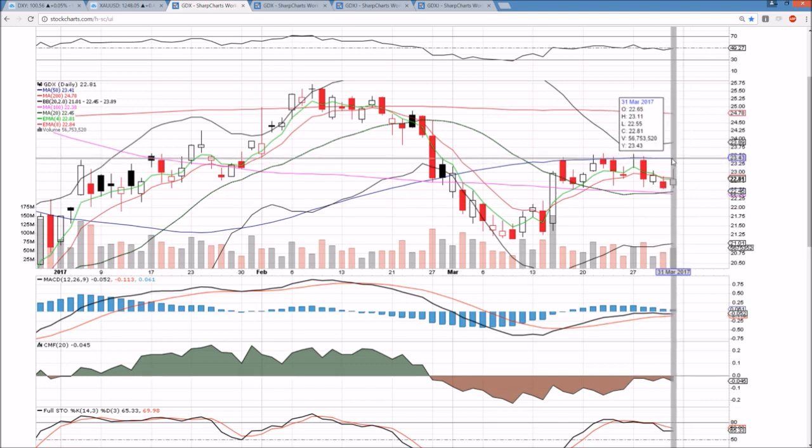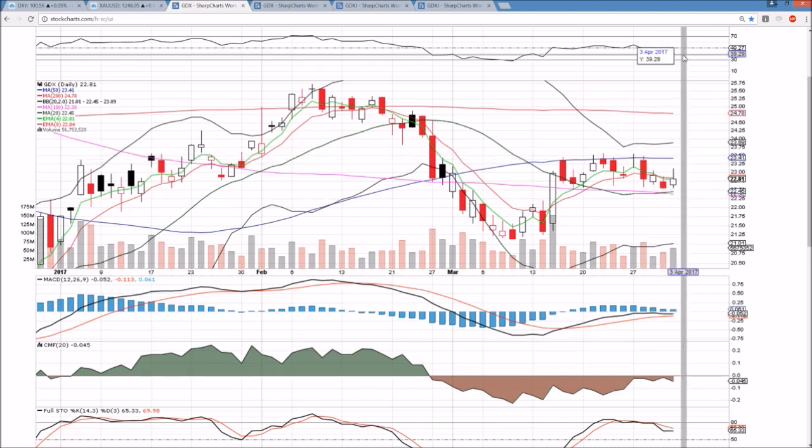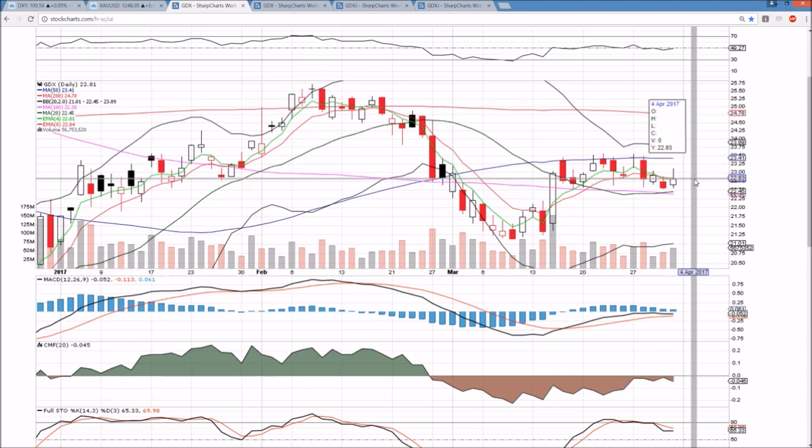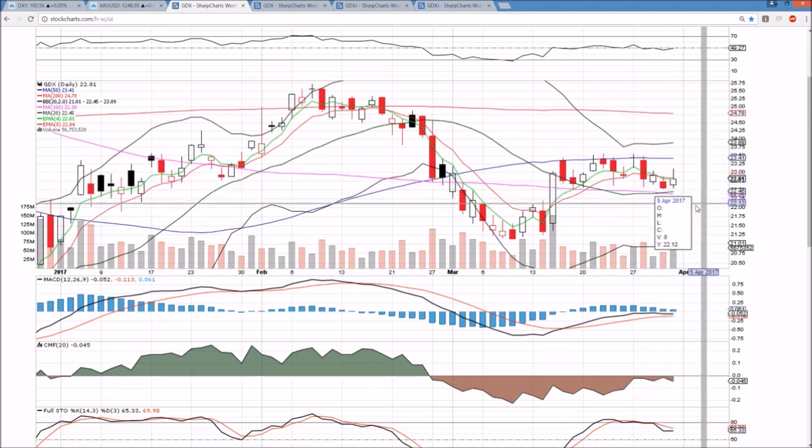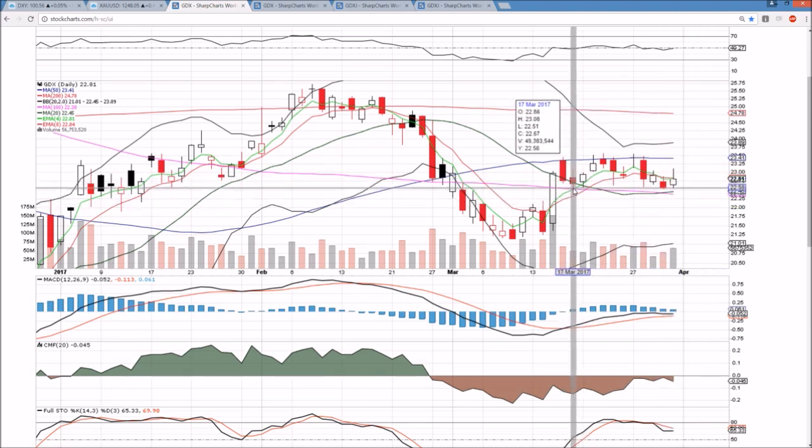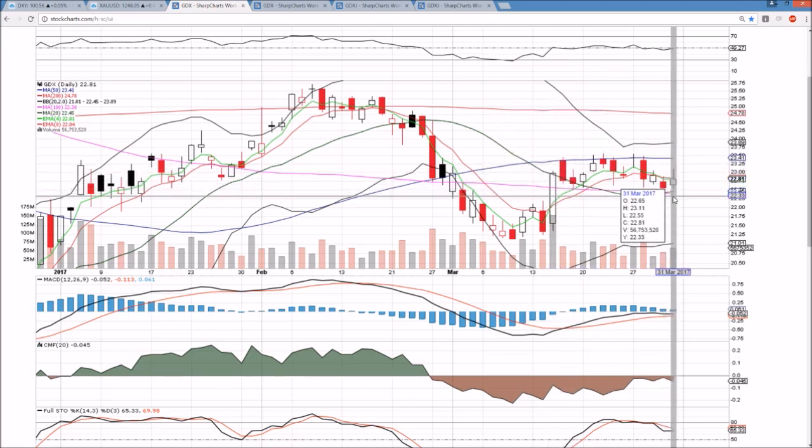So we know when we close over that 50-day moving average, the bulls will have some decent momentum heading in their favor to the upside. In terms of support, we have the daily middle Bollinger Band and the 100-day moving average support holding the low of that consolidation, and those levels are 2245 and 2238.